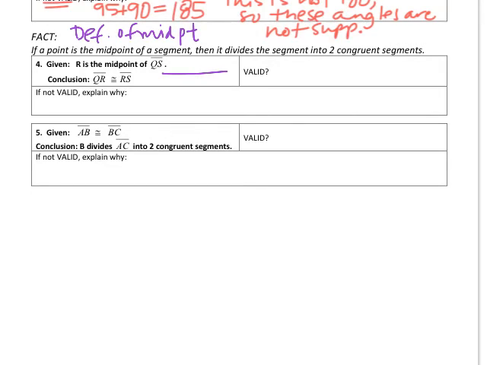So if we have a segment QS, and R is the midpoint, meaning that it's halfway between Q and S, is it valid that the conclusion could be segment QR is congruent to segment RS? Well, that's absolutely true, because the definition of midpoint says that the segment would be bisected by that midpoint. So the definition of midpoint is why that conclusion is valid.